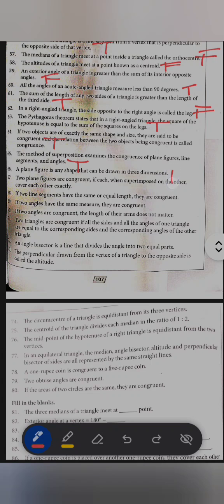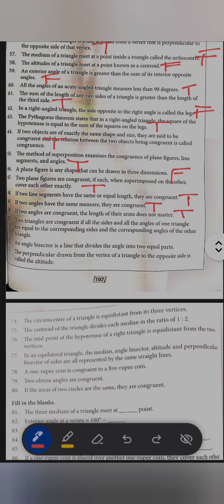No, false. Okay, it is in 2D. Next, two plane figures are congruent if each, when superimposed on the other, covers the other exactly. Yes, that is correct, that is true. If two line segments have the same or equal length, they are congruent. Yes, that is correct. If two angles have the same measurement, they are congruent. Yes, correct. If two angles are congruent, the length of their arms doesn't matter. Yes, that is also correct. Angles are congruent means their length doesn't matter.